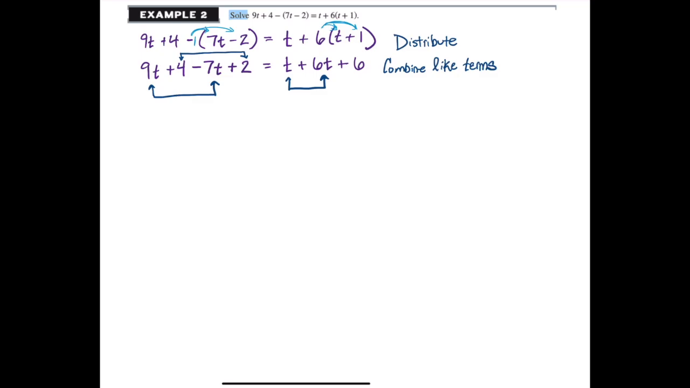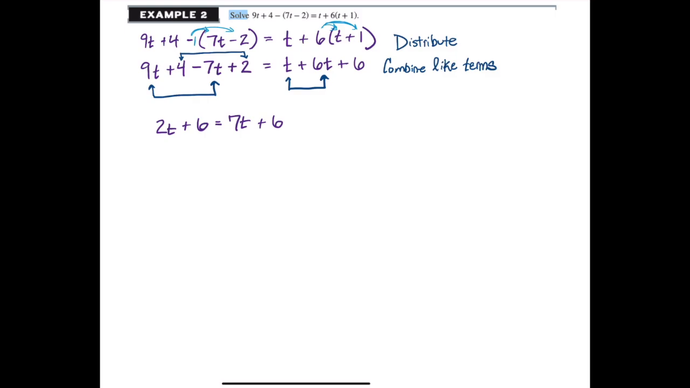So on the left side, 9t minus 7t and then 4 plus 2 will give us 6. Then we have our equal sign. On the right side, t plus 6t will give us 7t plus 6 on the right side. And it's already looking a lot better. Things are cleaned up.